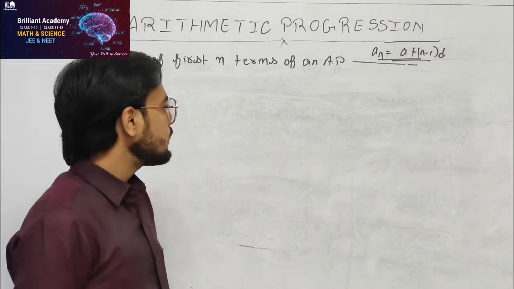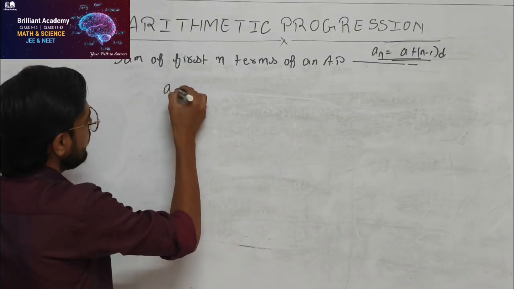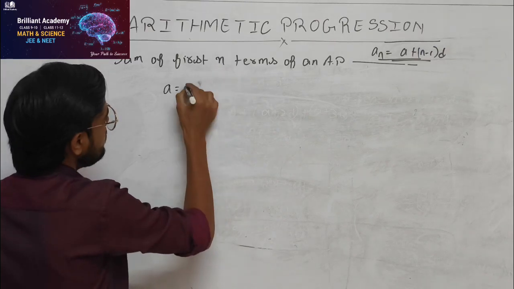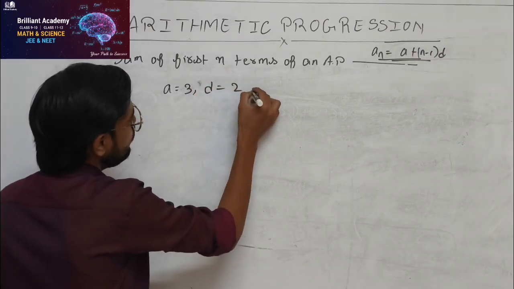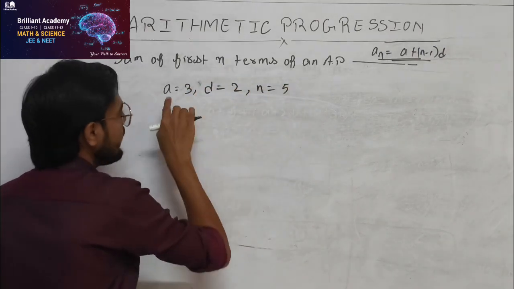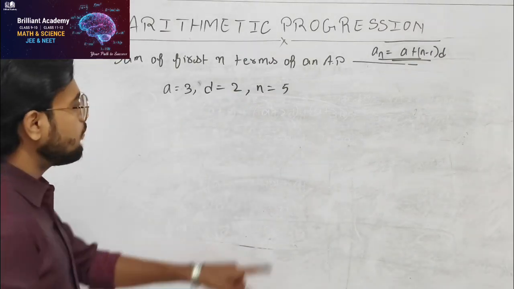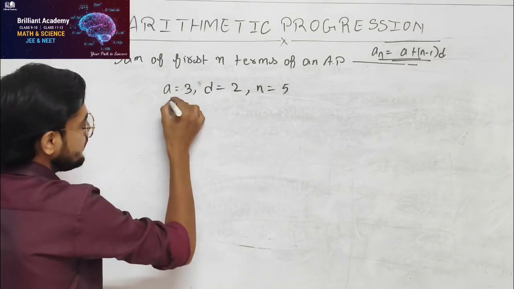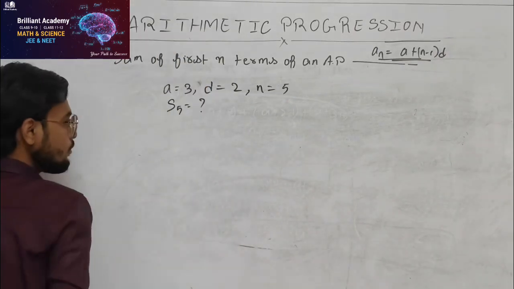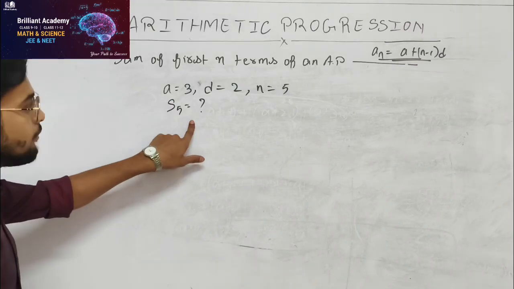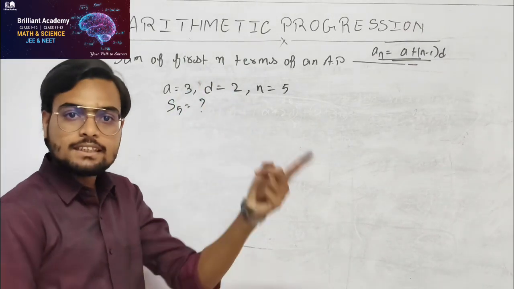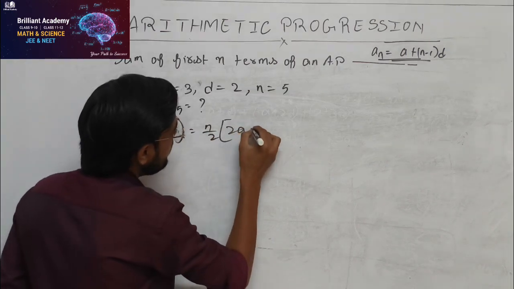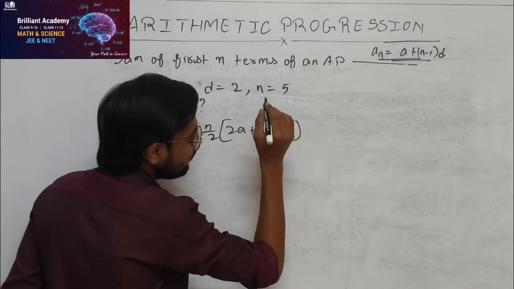Now look, suppose we have an AP where a is 3, d is 2 and n is 5. Here a is the first term, the common difference d is 2 and the number of terms is 5, and we have to find the sum of the first 5 terms of this AP. So how do we find it? We use the formula Sn is equal to n upon 2 (2a plus (n minus 1) into d).